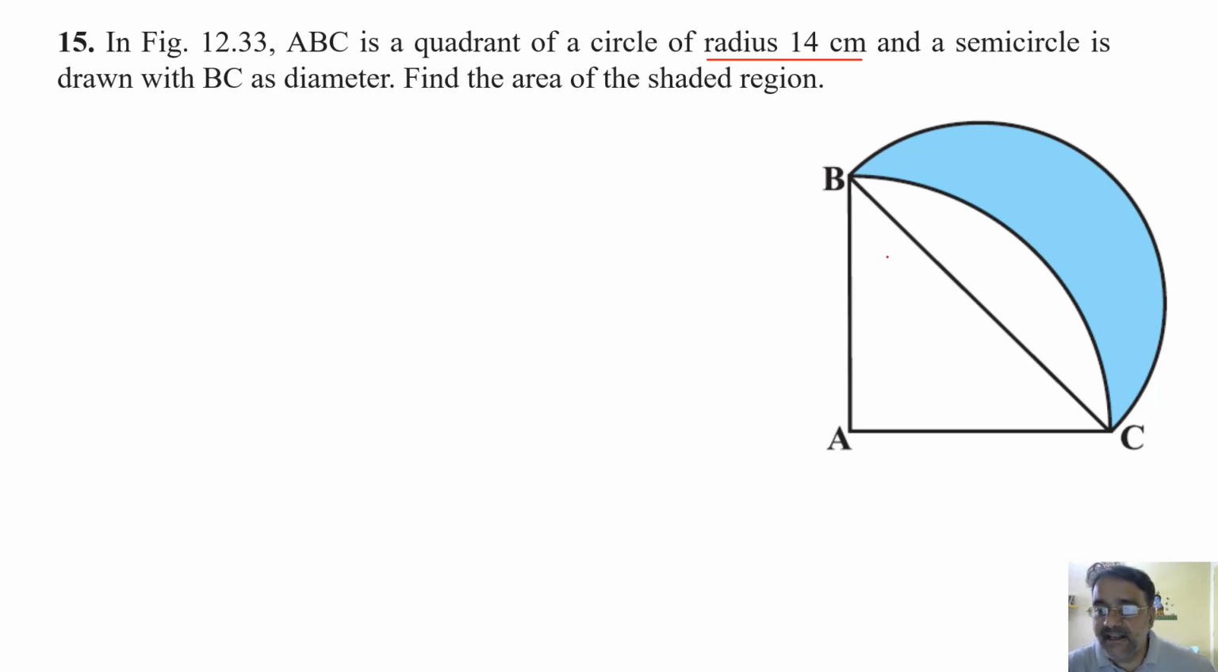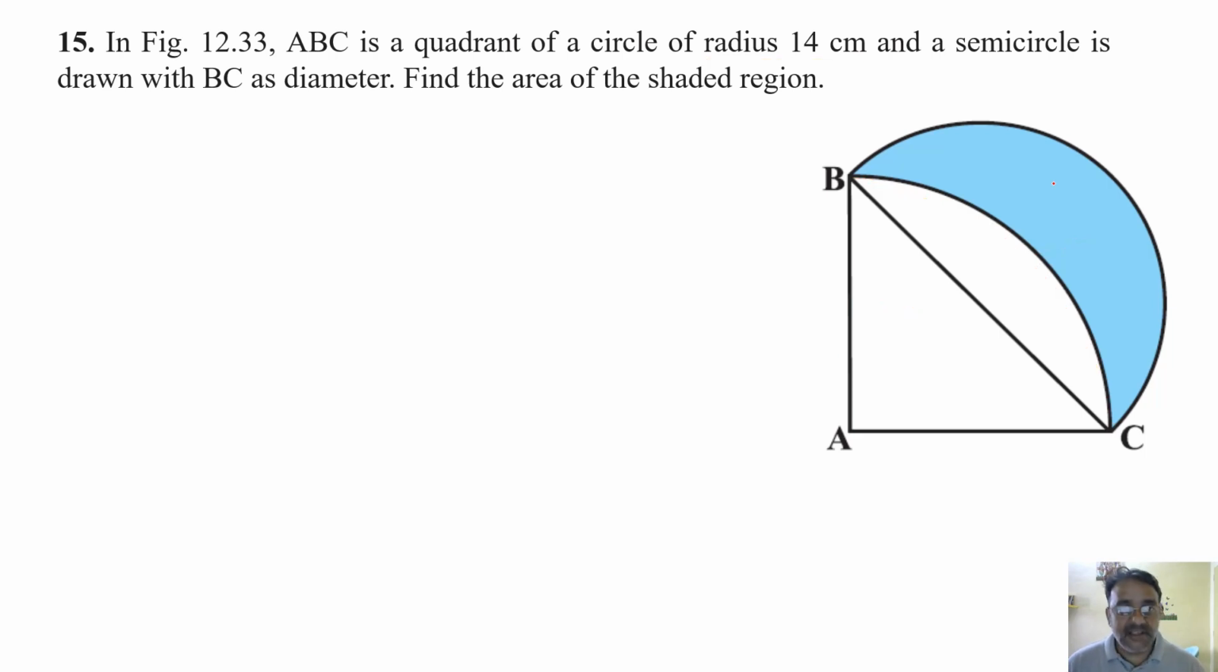What will we do? First we will add this triangle and this semicircle, right? Triangle and semicircle we will add, so we'll get the full figure. And in the full figure we will subtract this part, the quadrant. So we'll get the area of the shaded region. So area of shaded region will be area of triangle plus area of semicircle minus area of quadrant.